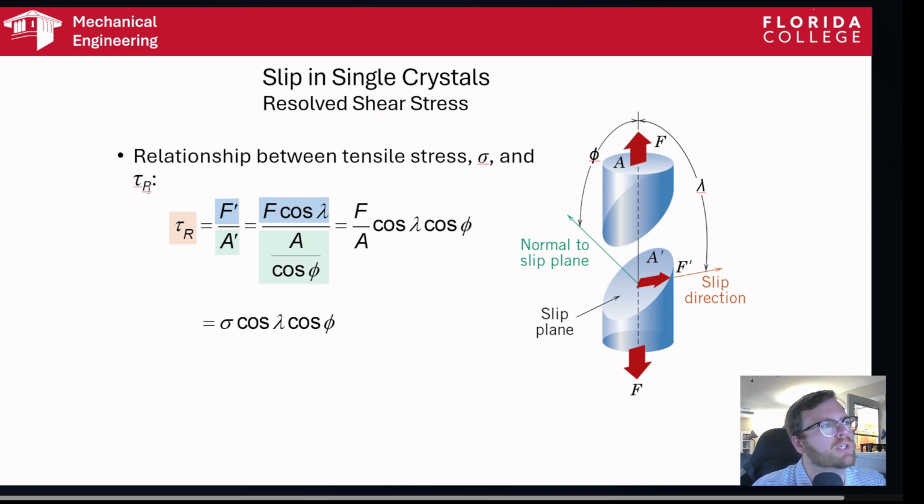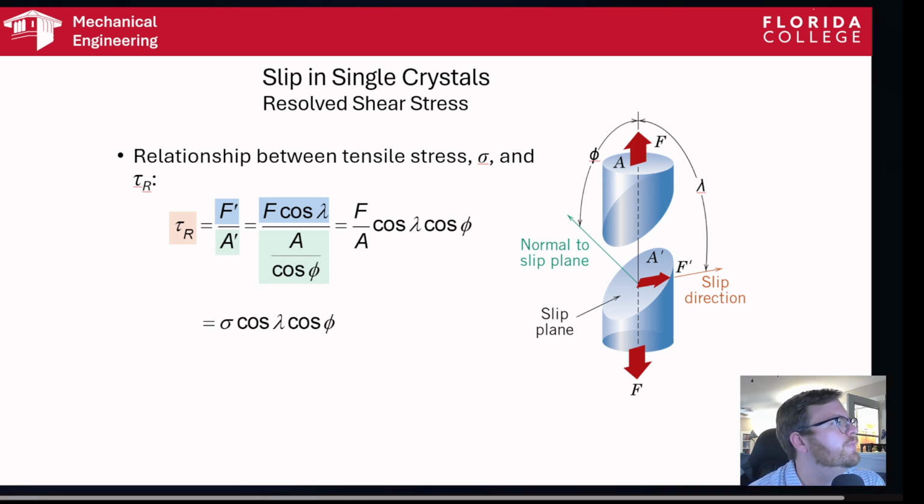And resolved shear stress is related to it. So resolved shear stress is equal to force over area, which is our stress, times cosine lambda times cosine phi. Okay, so resolved shear stress is equal to stress multiplied by cosine lambda multiplied by cosine phi.